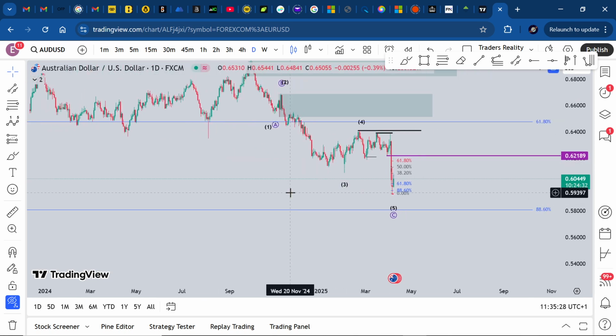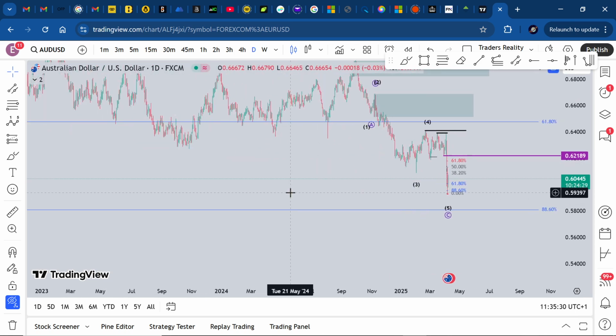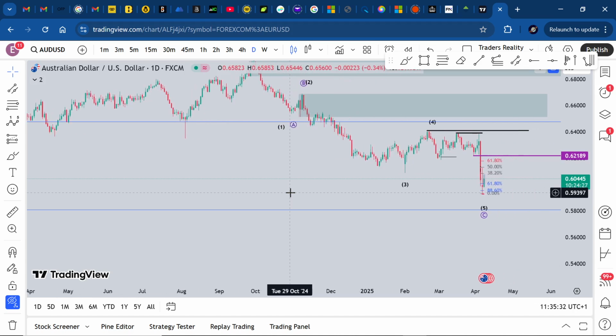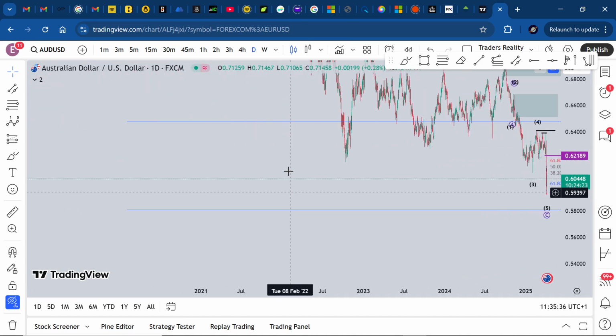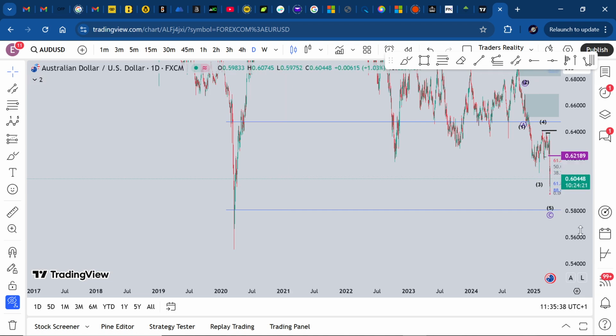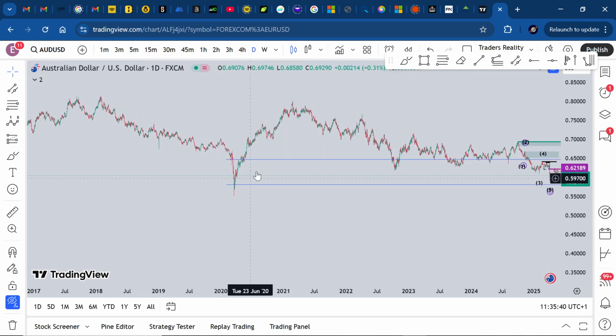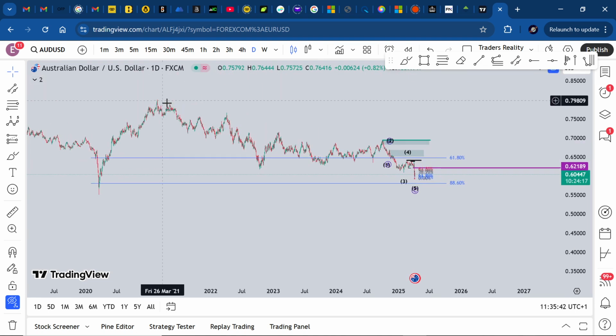I'm looking for a C wave to finish. And potentially that would be a 2 wave of this move up. Hopefully this is a 1. All of this would be a 2.